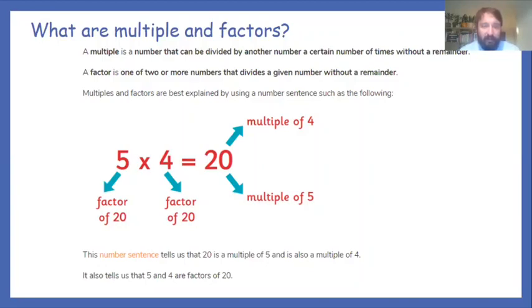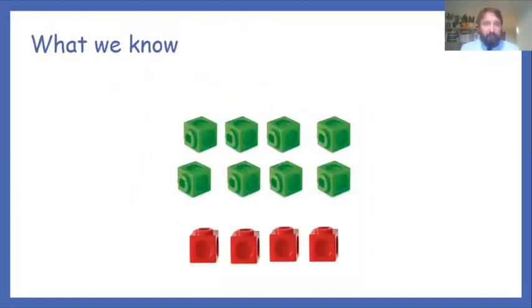Okay, this number sentence tells us that 20 is a multiple of 5 and also a multiple of 4. It also tells us that 5 and 4 are factors of 20. So 5 times 4 equals 20, and 20 has obviously other factors. Let's move on.